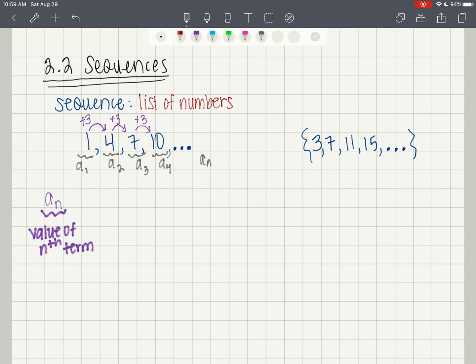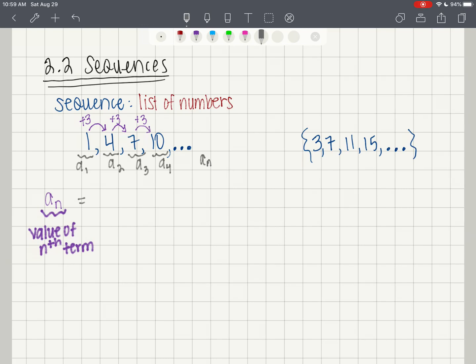So we want to write some kind of formula that allows us to find the value of the nth term without having to find every term in between. So we're just going to think about this intuitively. If I want to get the first term, what would I need to do? Our first term is 1, our second term is 4, our third term is 7, and our fourth term is 10.